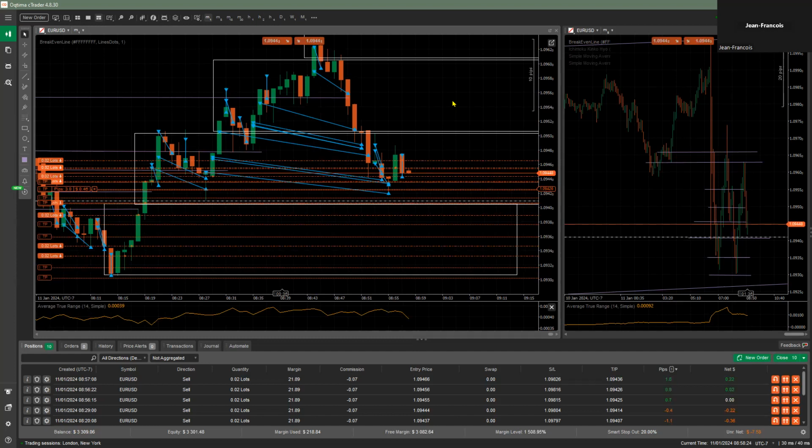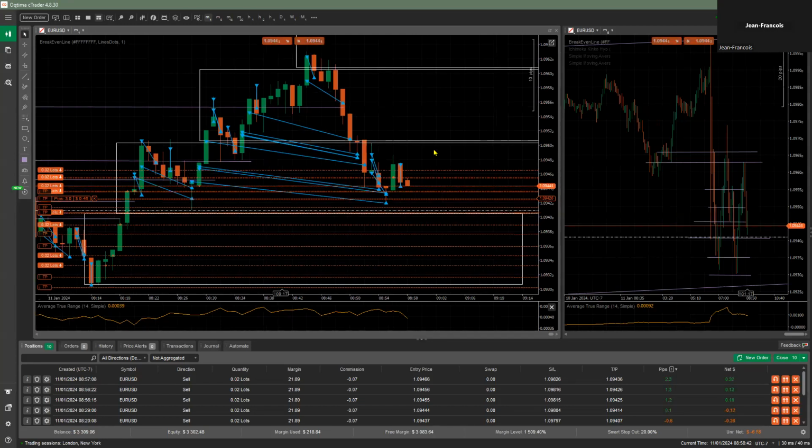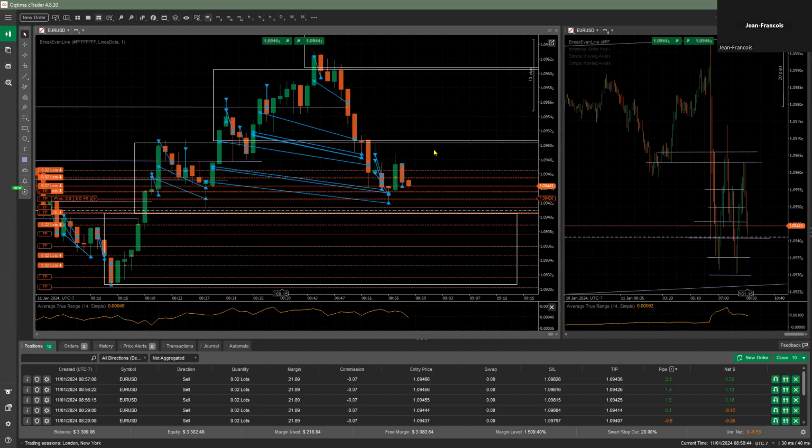Right. A few more minutes, and every one of us in the group here will be flat in the money. Our break even is a few pips away, 4 pips away. And once we cross break even, you're free to go.